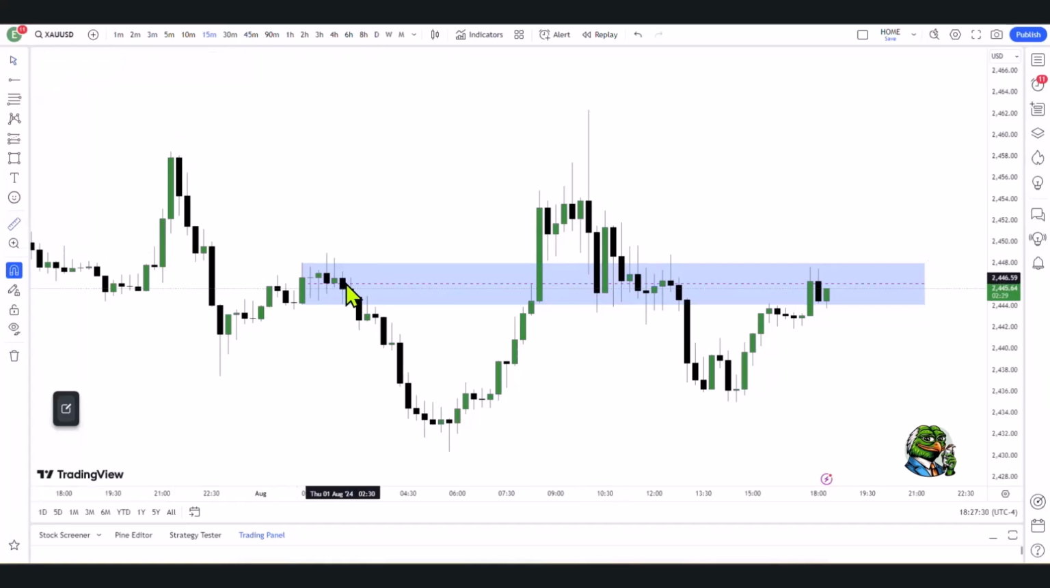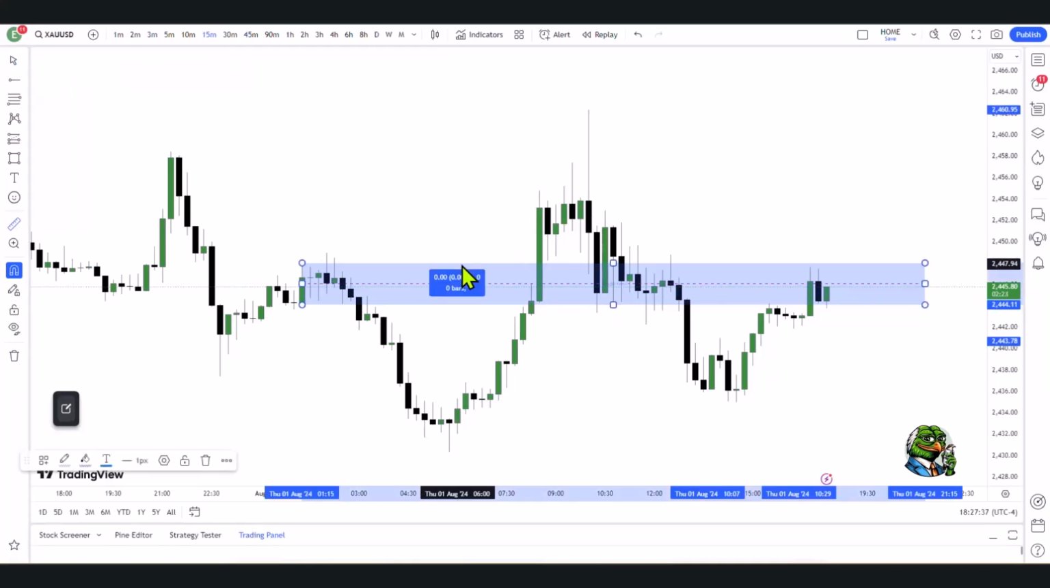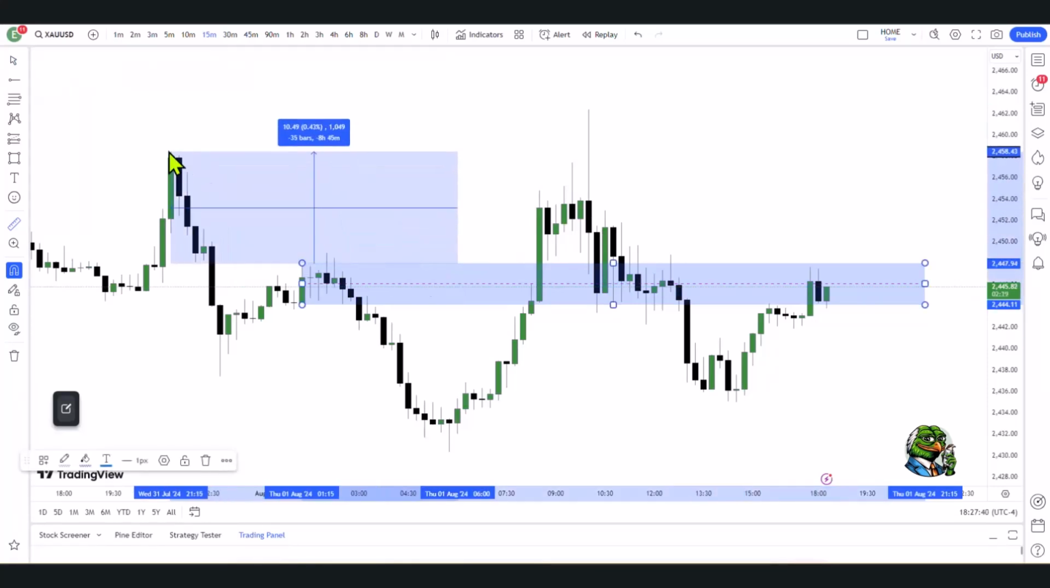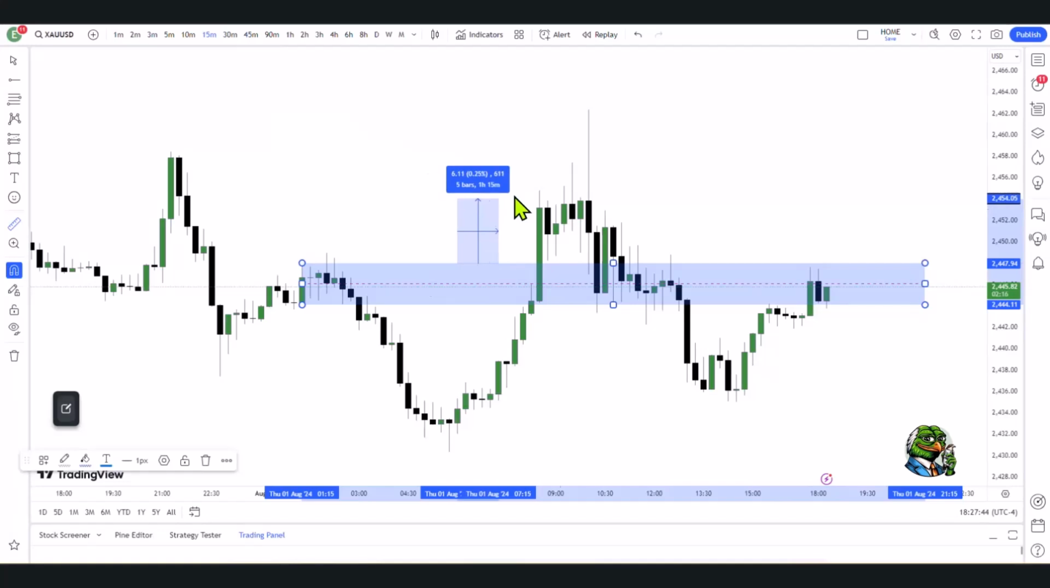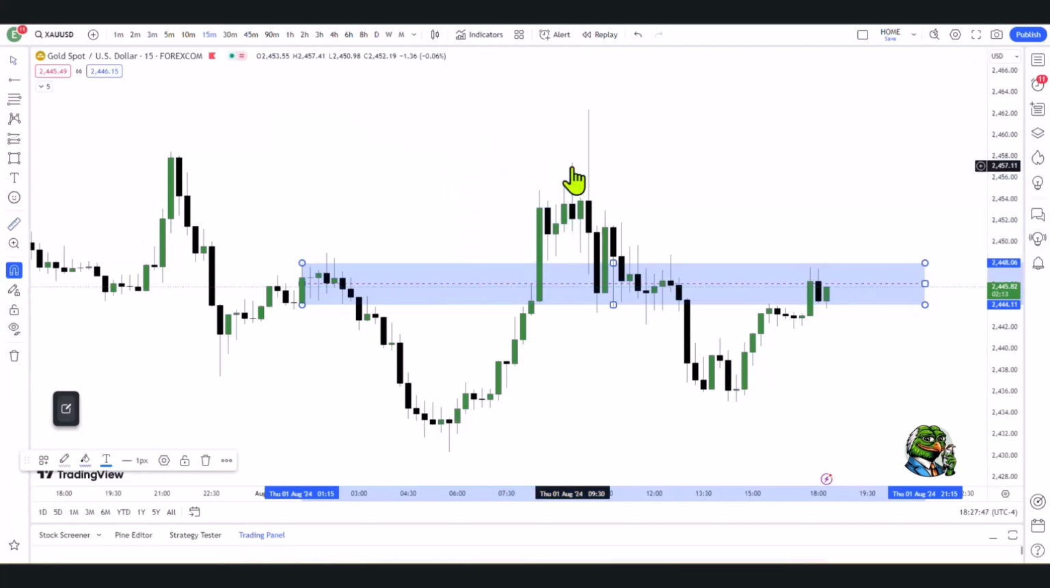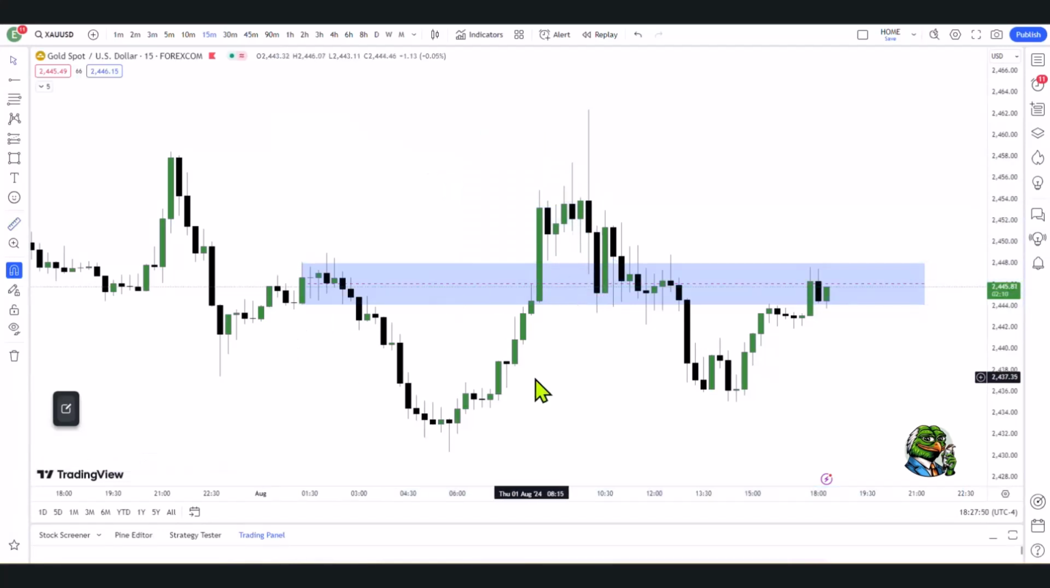So if you entered just as it came to the top of that box, let's put it just on top of the box, up to these highs, that's over 100 pips. Could you get 50, 60 pips? You could have just targeted the high here. That's 90 pips. So you have to understand your bullish signatures and the times that you need to enter.